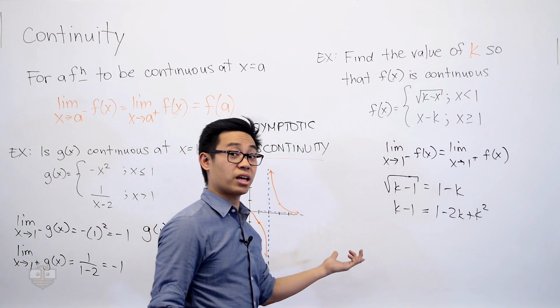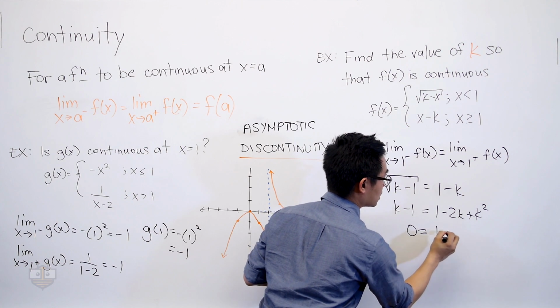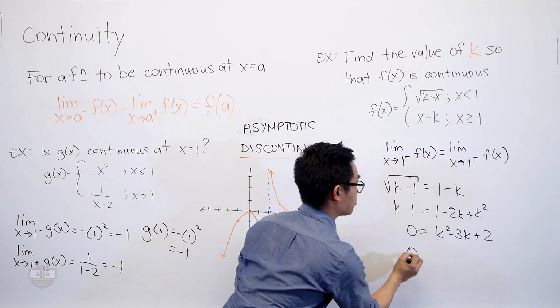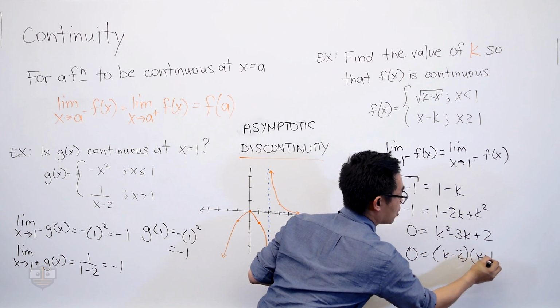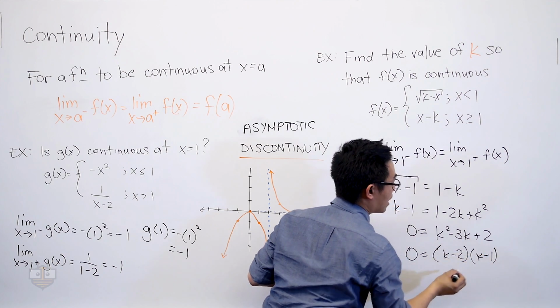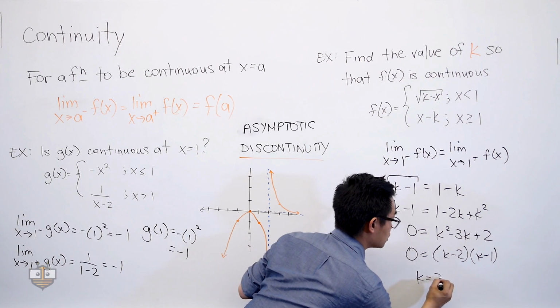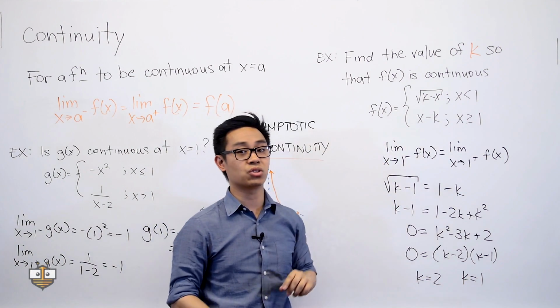We're solving a quadratic now, so then we move everything to one side. 0 is equal to k squared minus 3k plus 2. Solve the quadratic by factoring. So we get k minus 2 and k minus 1, two numbers that multiply to 2 and add to negative 3. So what's our final answer for k? k can be 2 or k can be 1. Both of those values would make this function continuous.